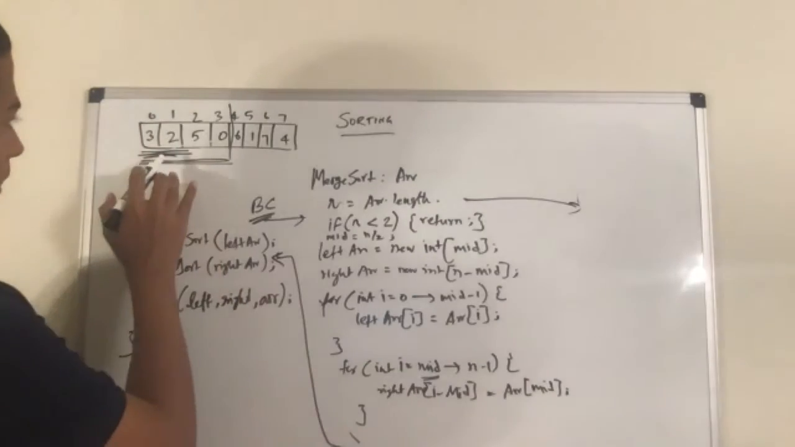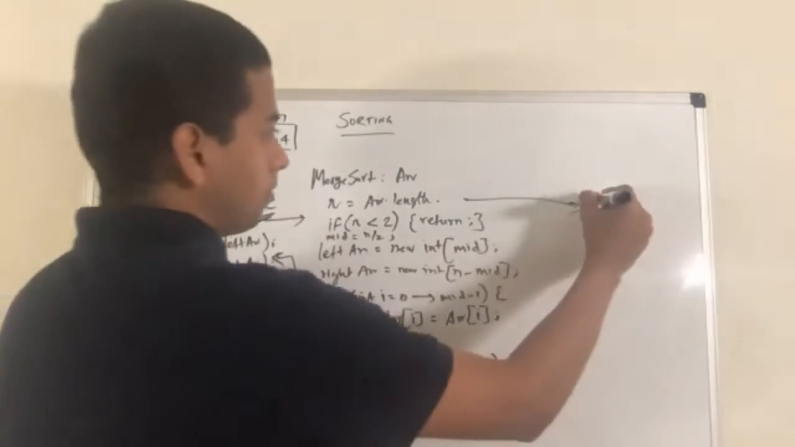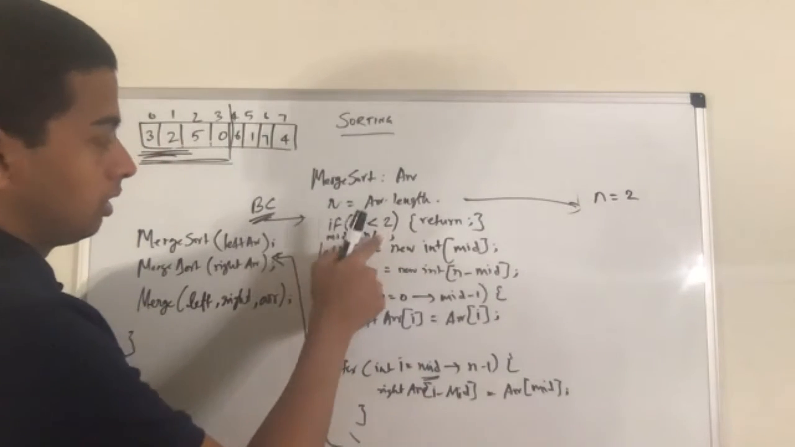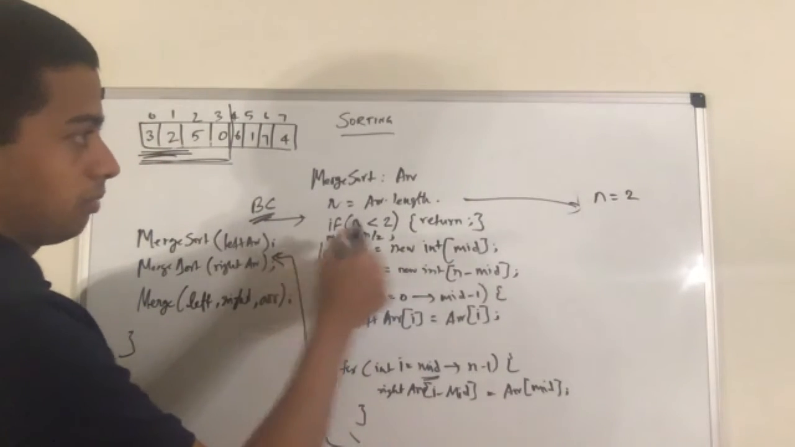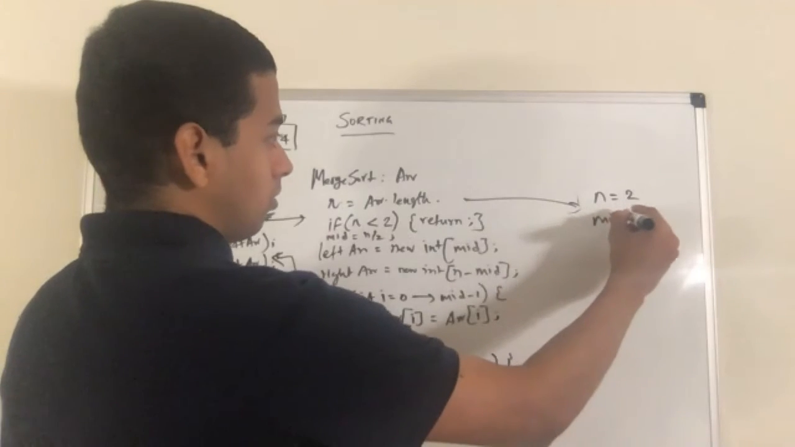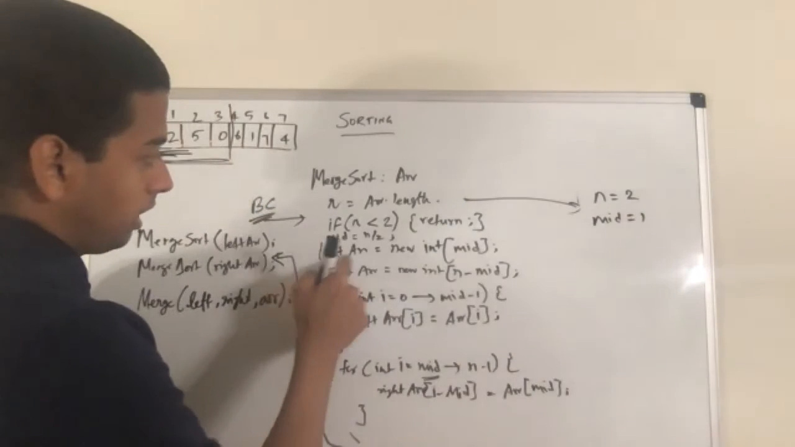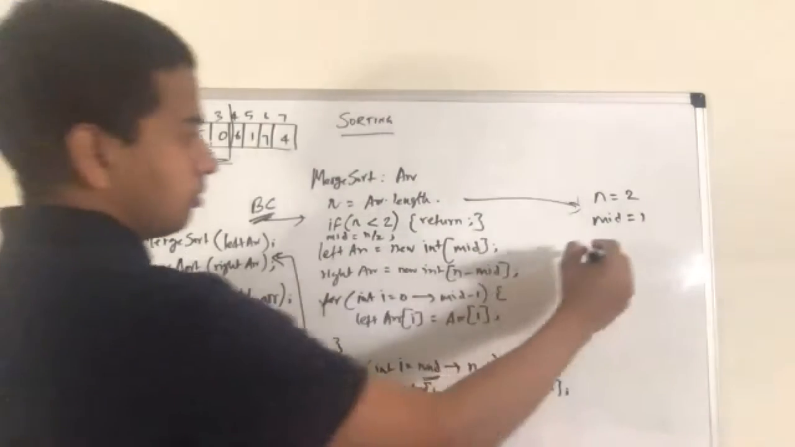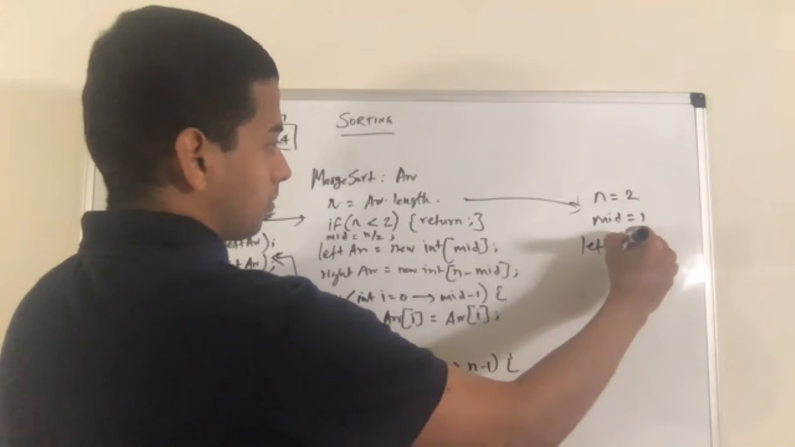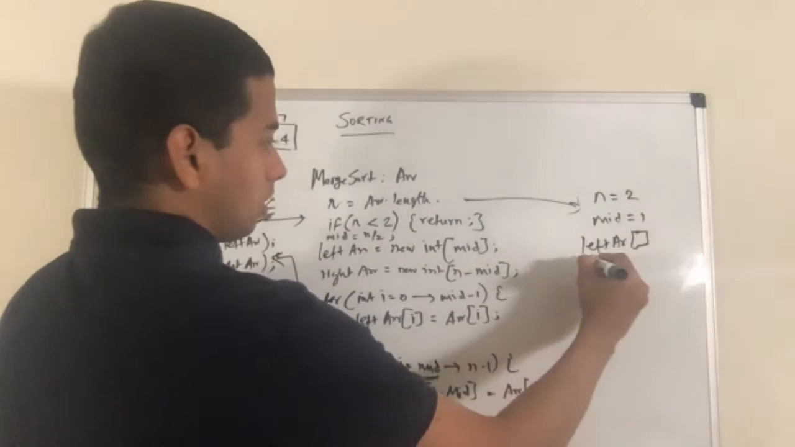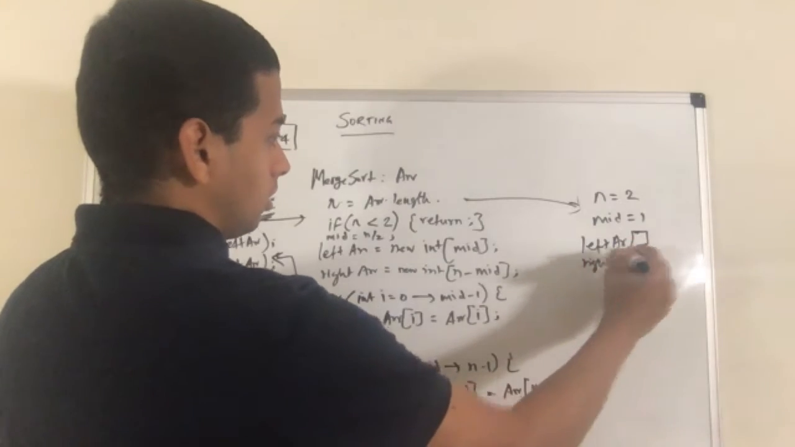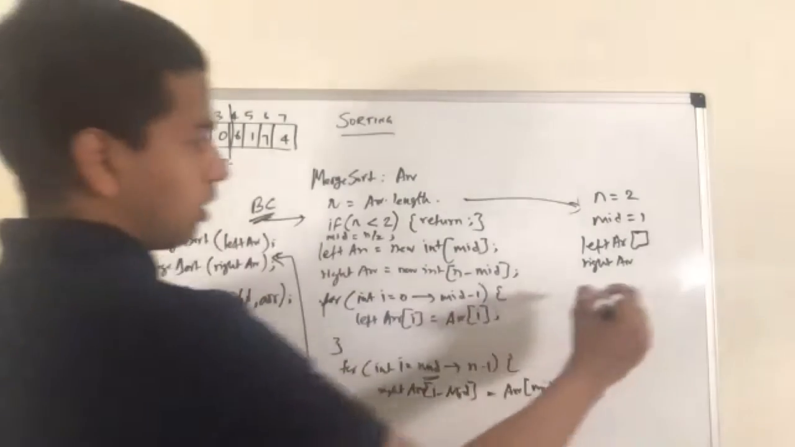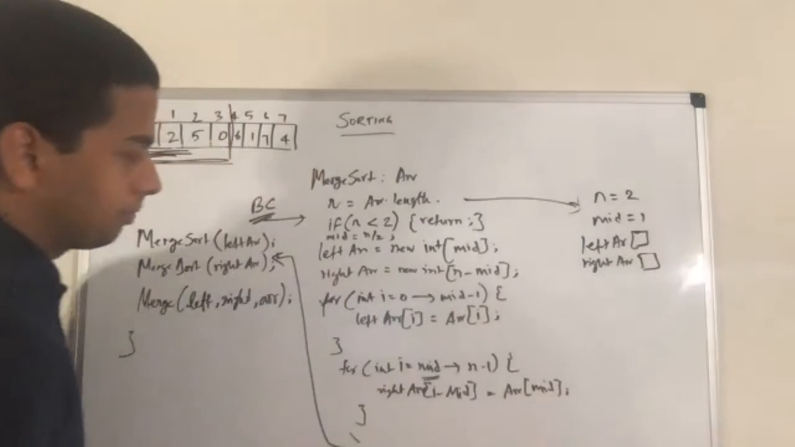So in this one, now the length is 2. We are checking is 2 less than 2. It is not less than 2, so we are coming to the next step. Mid equal to 1. What will be the left array? New int of mid, so size 1. Right array is n minus mid. So n is 2, 2 minus mid is 2 minus 1 is 1. So right will also be 1.